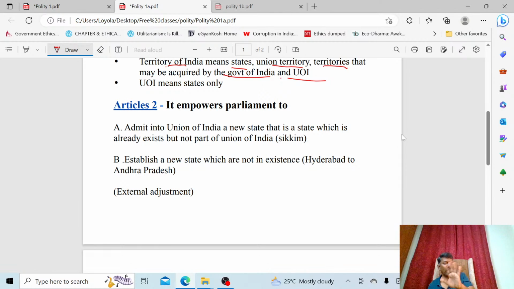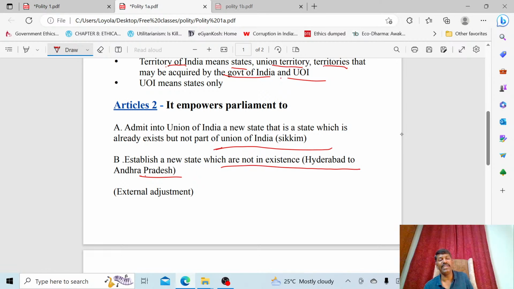But the territory is not part of India until that time. Only when the admission happens from outside, including it inside, does it become part of India. That is the idea of the concept of Article 2. So it is the establishment of a new state which is not existing, or kind of Sikkim kind of things. This is the idea of external adjustment.